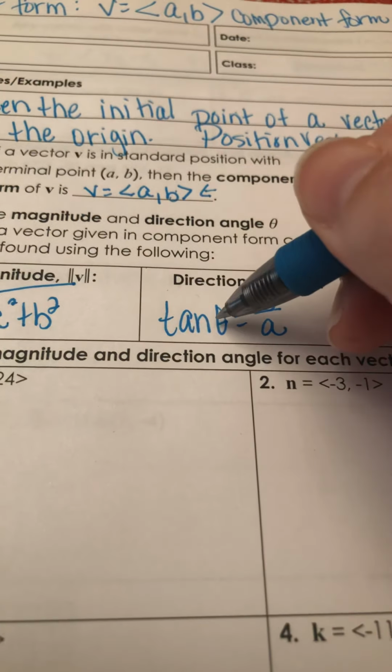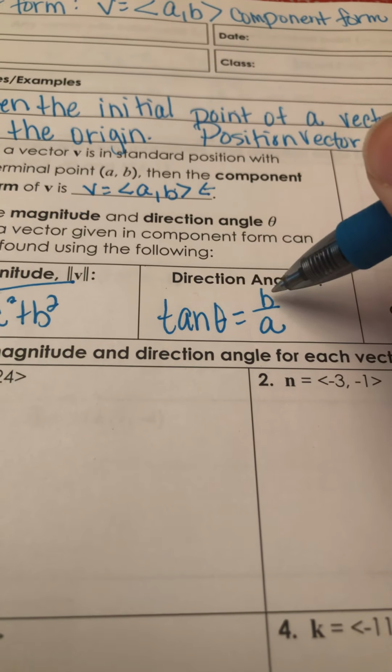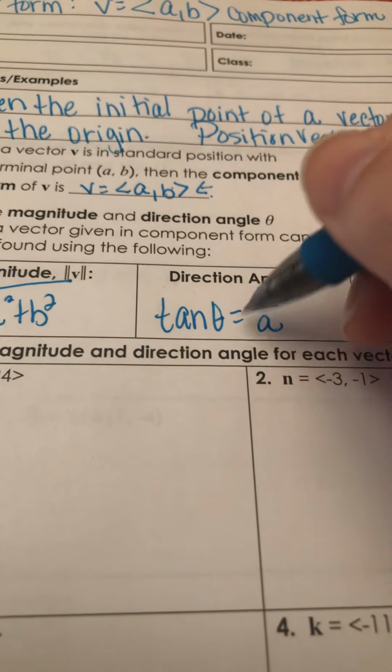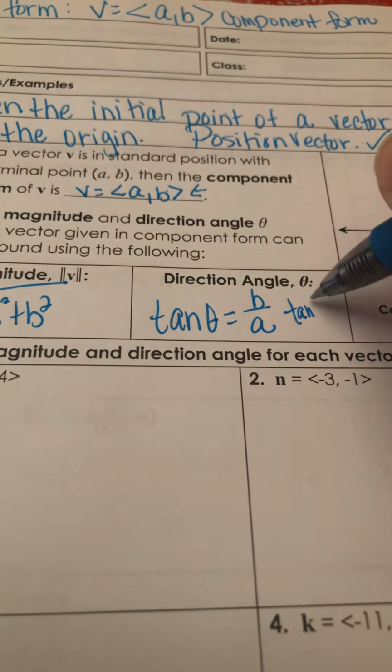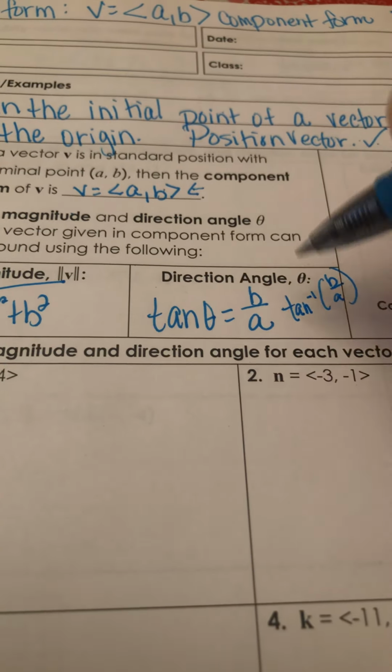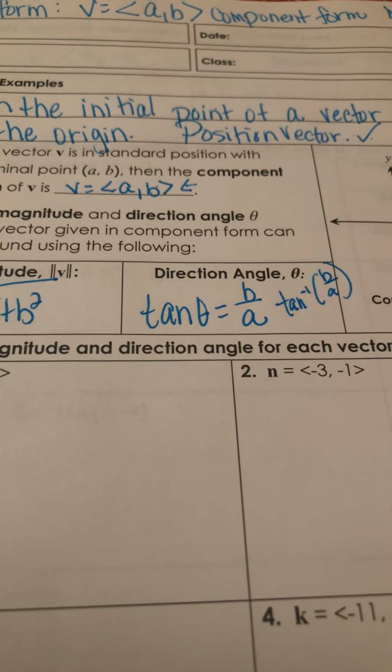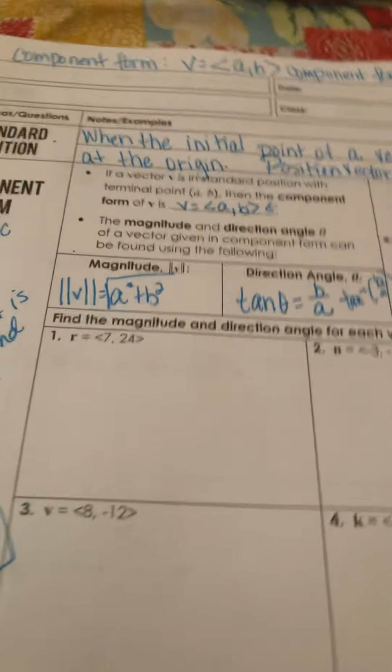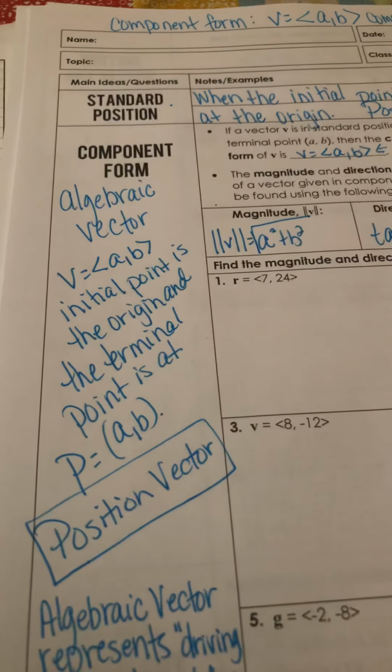So tangent of theta, which is going to be your direction angle, is b over a. Then you're going to do the inverse in order to actually find out what theta is, which is your direction angle. All right, now here's a few notes that I wrote on the side to kind of help you out.